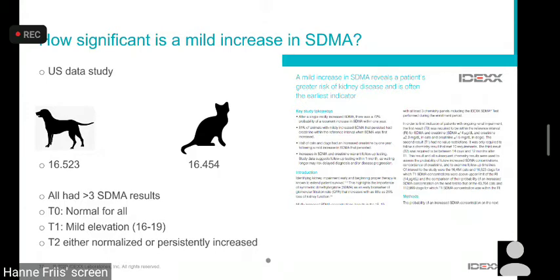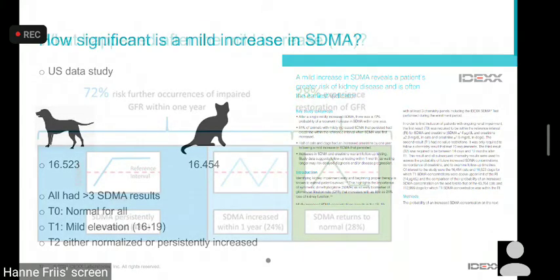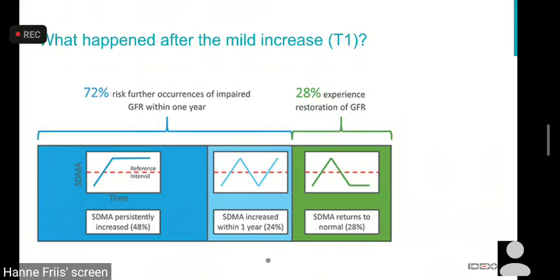Now, of the ones, 48% of them were persistently increased from T1 to T2. So it's almost like flipping a coin, right? 50-50. 50% of them stayed increased, 50% normalized. So you might think, okay, that doesn't really make much of a difference. However, of the ones normalized, how many at the third time point would bounce back up again? And that was another 24% of the total that would actually return to an increased level of SDMA.